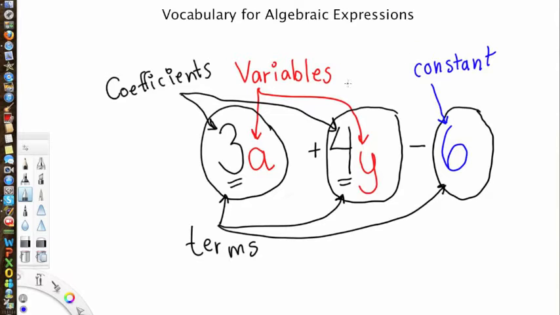Okay, and there are our 4 key vocabulary words that we need to know, or items that we need to be familiar with when we talk about algebraic expressions. We need to know the variables. We need to know what a coefficient is. We need to be able to identify the terms and what a constant is.